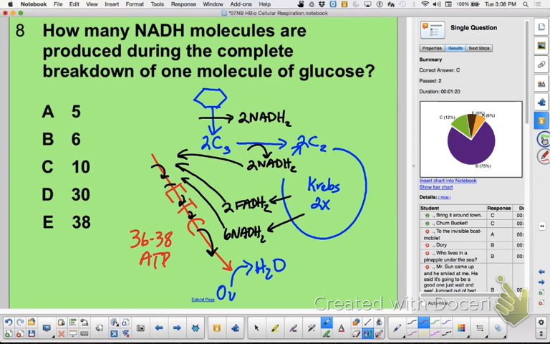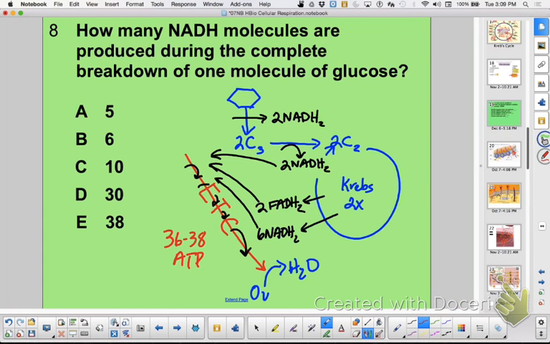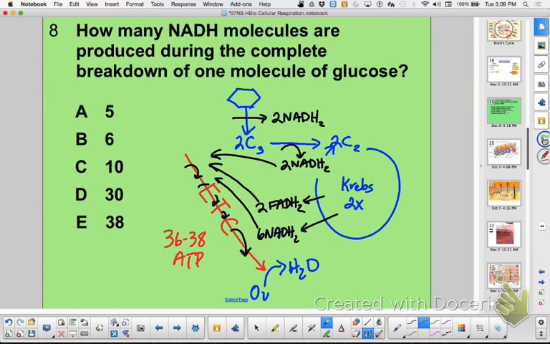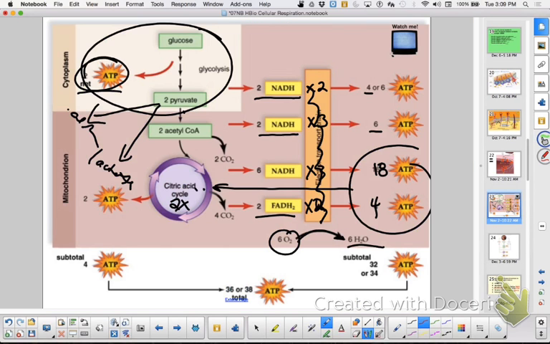Question? Wait, so the Krebs cycle makes 6 NAD total? Yes. Not each time. Each time it makes 3. Okay. So remember this right here that I was showing you? How many NADs are made through the complete breakdown? 2 from glycolysis, 2 from transition prep, and 2 from the citric acid cycle. 10 total NADs.